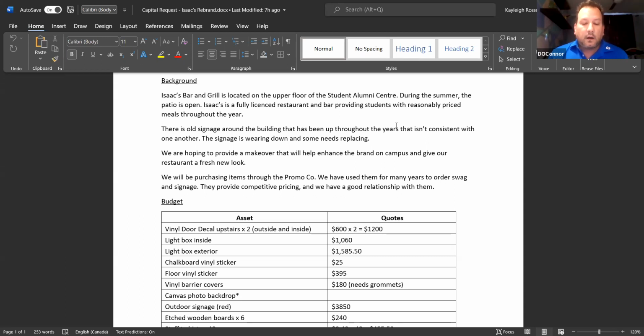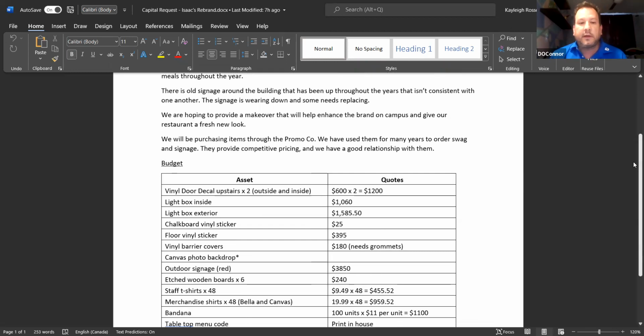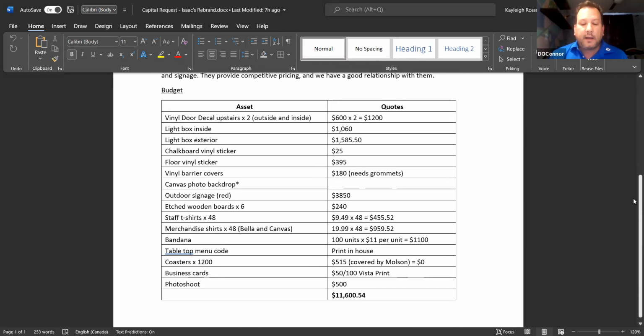Our request is to rebrand Isaac's Bar and Grill to just become Isaac's. We're asking the board today for $12,000 for that rebrand. That rebrand would include 2 new exterior signs, one located above the patio and one on the other side of the building. New interior light box located in our lounge area.